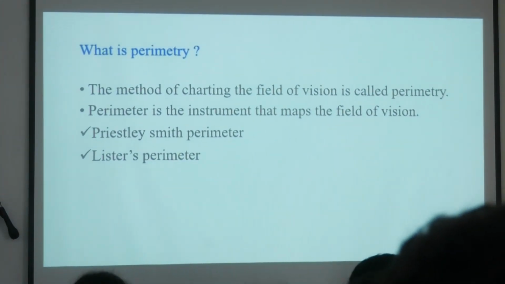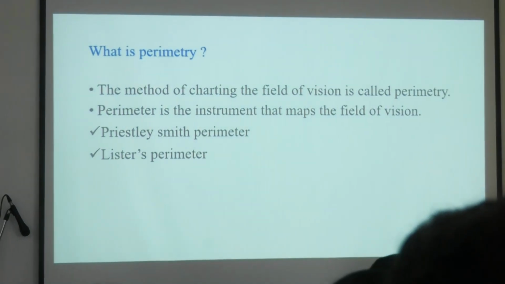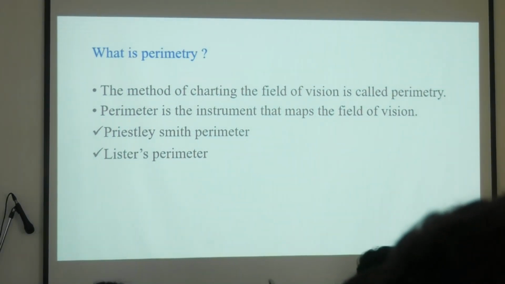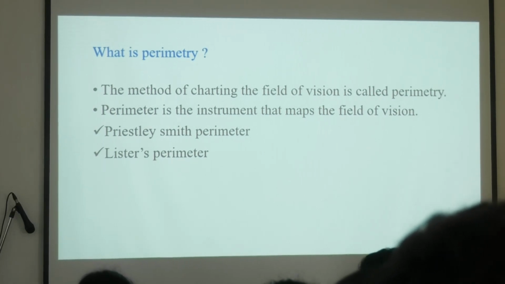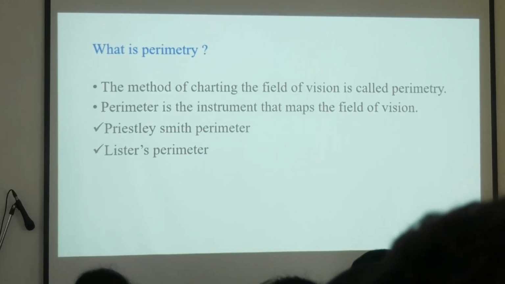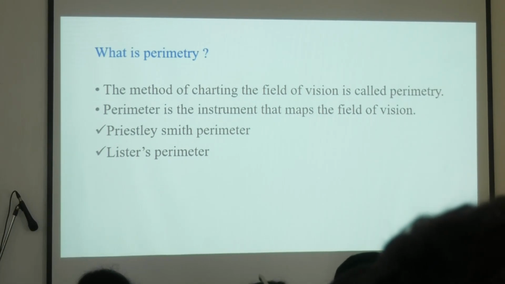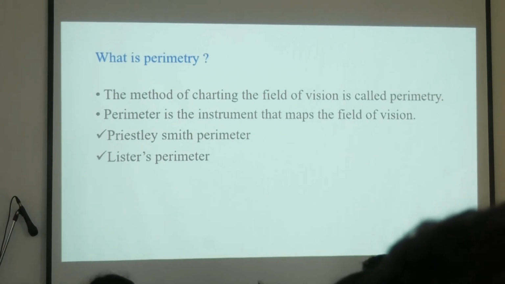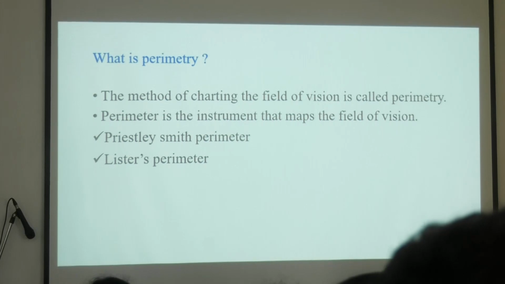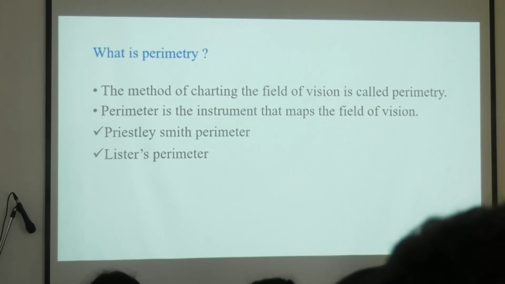Okay, perimeter is the instrument. So this is the instrument. We have another instrument as well, and there are two different types of handy instrument that can be used very easily. Manual instrument, not computerized. Nowadays, remember, every ophthalmology clinic uses computerized perimetry. Nowadays, everything is computerized.